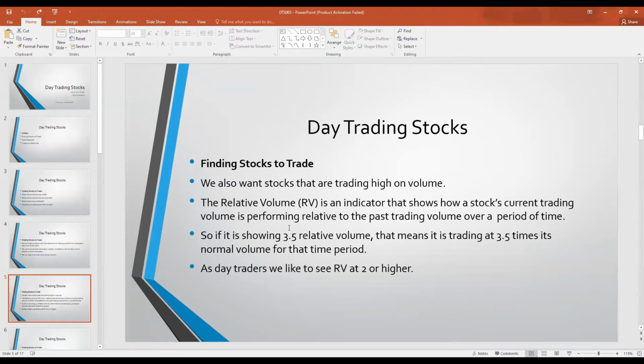Why did I single out the number 2? Well, the reason is that I want to emphasize that there's a strong demand. If the relative volume is greater than number 2, that means there's a strong demand for the stock. People are trading the stock now 2 times more than they normally trade. So this suggests there's a high demand for the stock. So we want to trade stocks with a high relative volume. How do we see it? Well, let me show you.